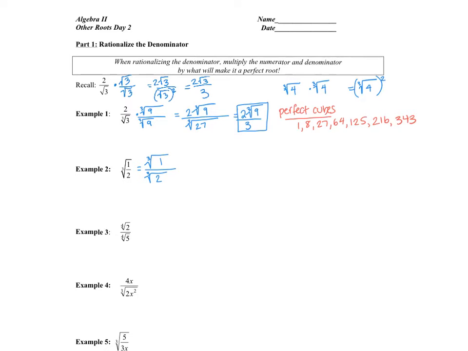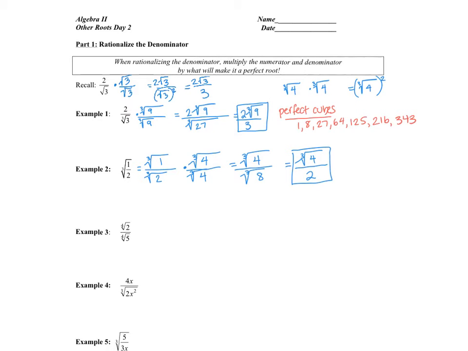So 2 times what is 8? We're going to multiply both the numerator and the denominator by the cube root of 4, because 4 times 2 is 8, which is a perfect cube. So in the numerator we have the cube root of 1 times 4, which is 4, and in the denominator the cube root of 2 times 4, which is 8. This simplifies to the cube root of 4 in the numerator over the cube root of 8, which is 2.